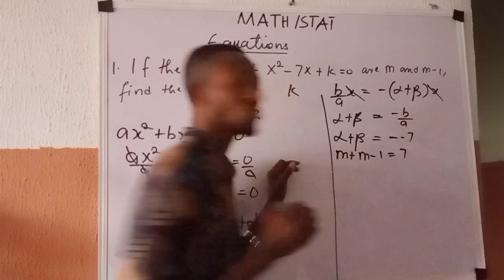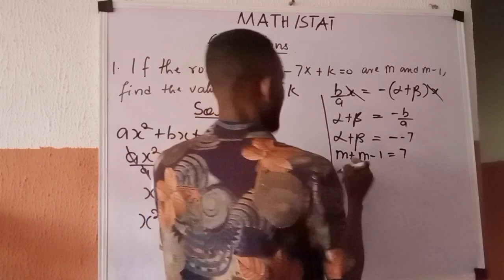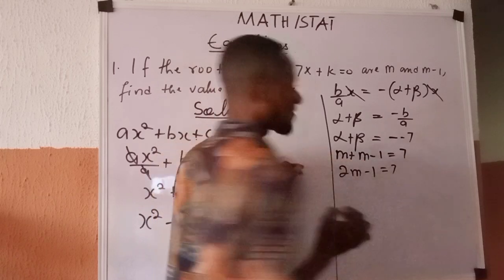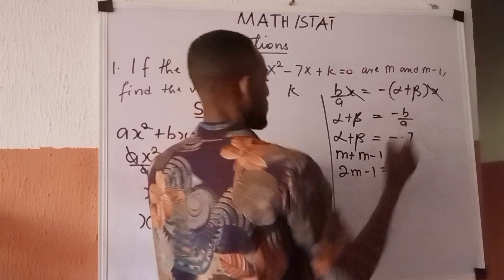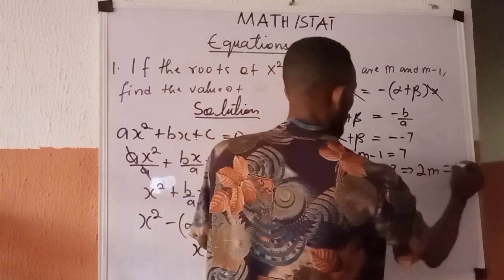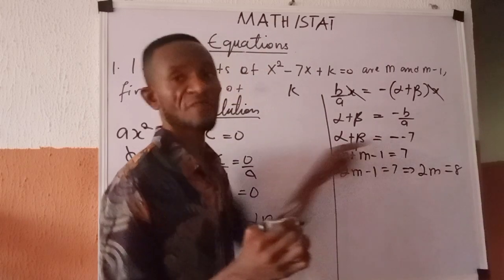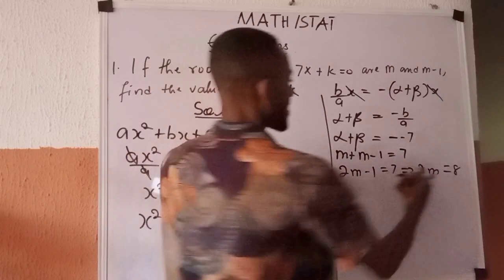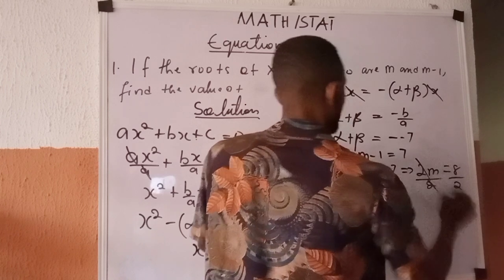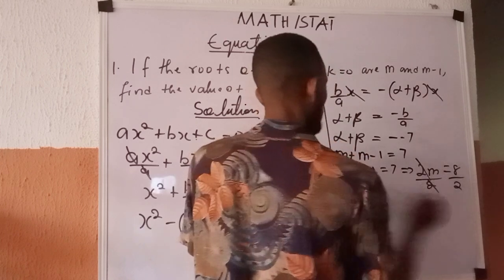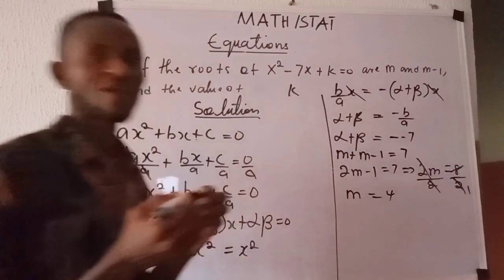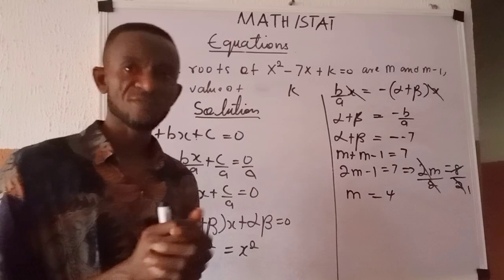So what I have here becomes 7. In that case, I will have m plus m, which gives 2m, minus 1 equals 7. Then taking this one over there implies that 2m equals 8. That is this one going over to join that 7. So making m stand alone, 2m over 2 equals 8 over 2. This and this cancel off, and m equals 4. So I have known that the value of m is 4.